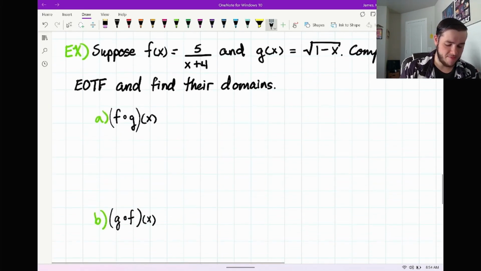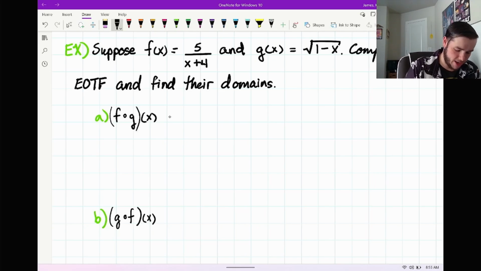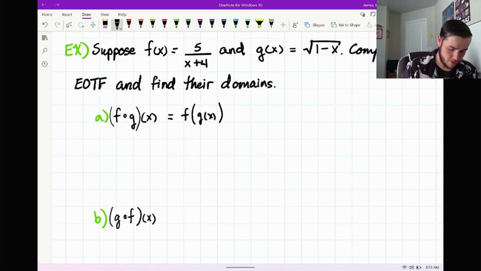Let's suppose that f of x is 5 over x plus 4, and g of x is the square root of 1 minus x. Let's compose each of the following and then find their domains. For part A, we're being asked to find f of g of x. Now, I've never personally been a big fan of this notation. I prefer to write it as literally f of g of x. Now, this is saying that I want to take g of x and plug it in as an input to f of x.